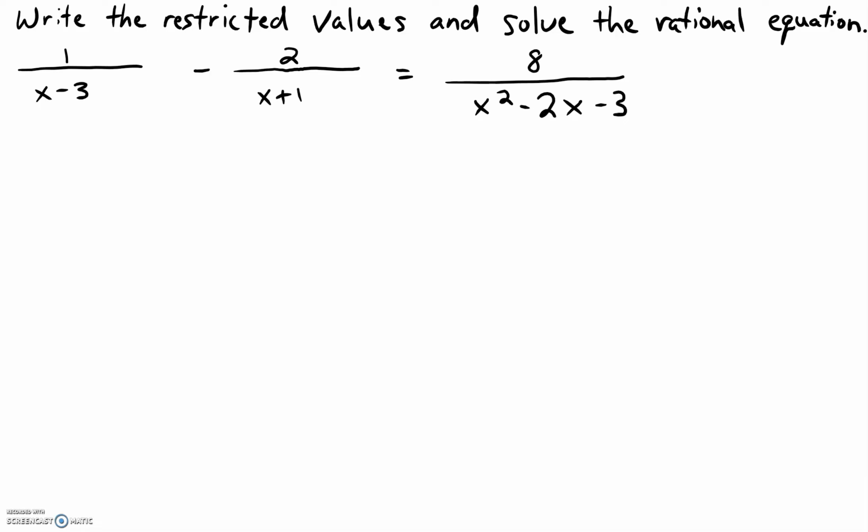So anytime we're talking about a rational equation, specifically one like this where we have variables in the denominator, we need to figure out what those restricted values are first. In this case, any value of x that would cause us to have a 0 in the denominator.